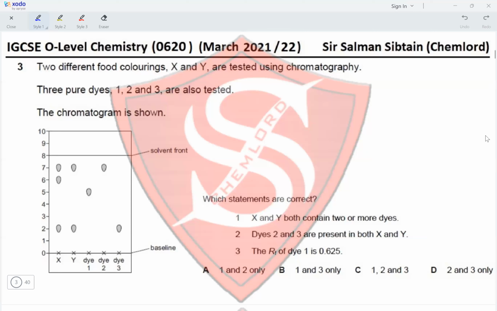X and Y both contain two or more dyes. Yes, they both contain dye 3 and dye 2. So they contain two or more dyes. Dye 2 and 3 are present in both X and Y. Yes. The RF of dye 1 is 0.625. Okay, so the distance traveled by dye 1 is 5 according to the scale given, and the distance traveled by the solvent is 8. So RF value would be 5 upon 8, which is 0.625. So this statement is correct as well. Since all three statements are correct, option C is the correct option for this question.